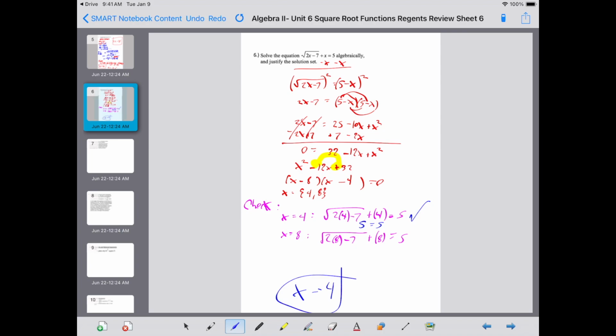But just to make sure we did everything right, let's plug in 8. You get 11. 11 does not equal 5. So 8 is extraneous. That's, by the way, that's a plus 4. It's just an equal sign.